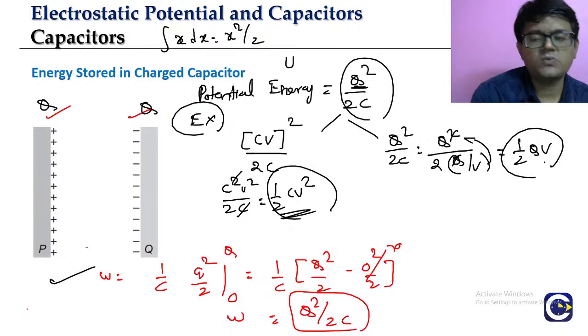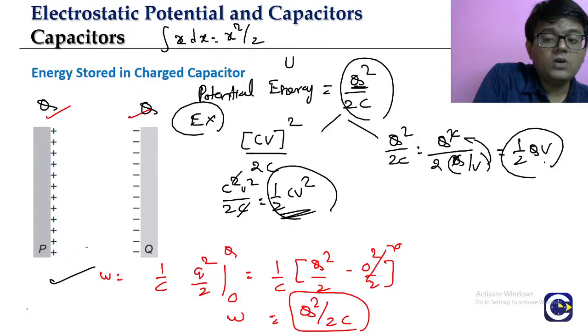So one formula is Q square by 2C. When will we use it? When we know the charge on the plates and the capacitance value. The other formula is half CV square. When do we use it? When we know the capacitance value and the potential difference. What is the third formula? All are the same, all give us the same potential energy. The third formula is half QV. When will we use it? When we know the charge on the capacitor plates and the potential difference.